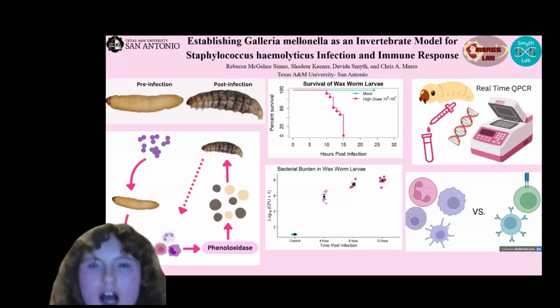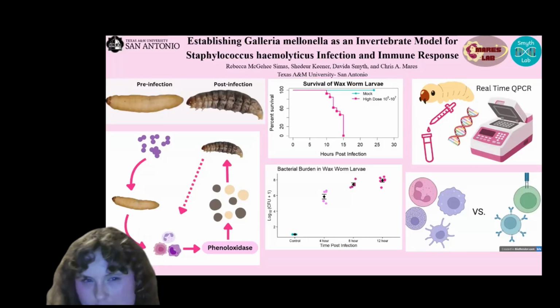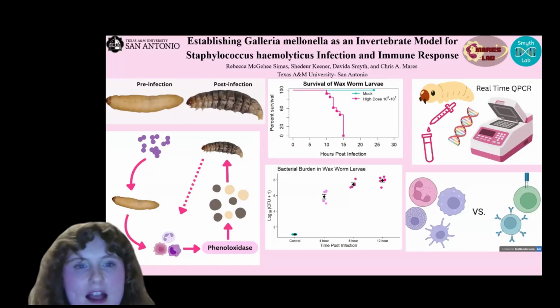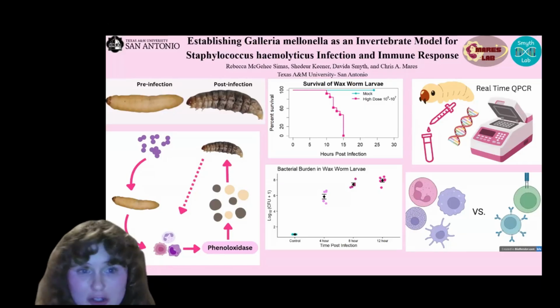This is Galleria mellonella, also known as the waxworm. It has an interesting attribute: when it is infected with something, the larva produces melanin as part of an immune response, which causes a color change. This acts almost as an indicator to understand how severe an infection is just based on the color.